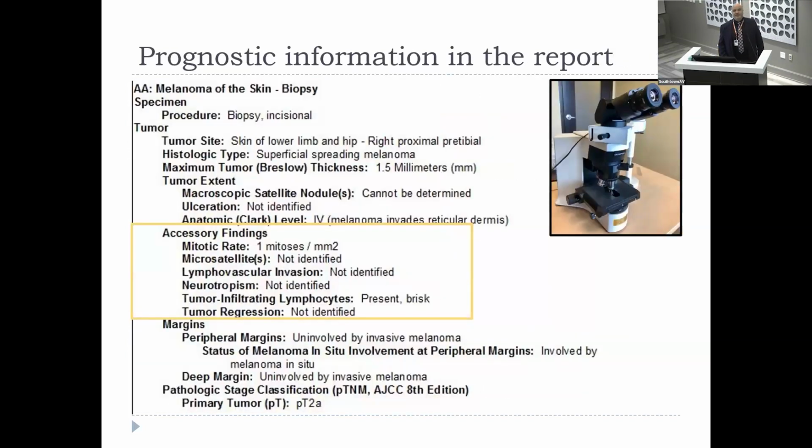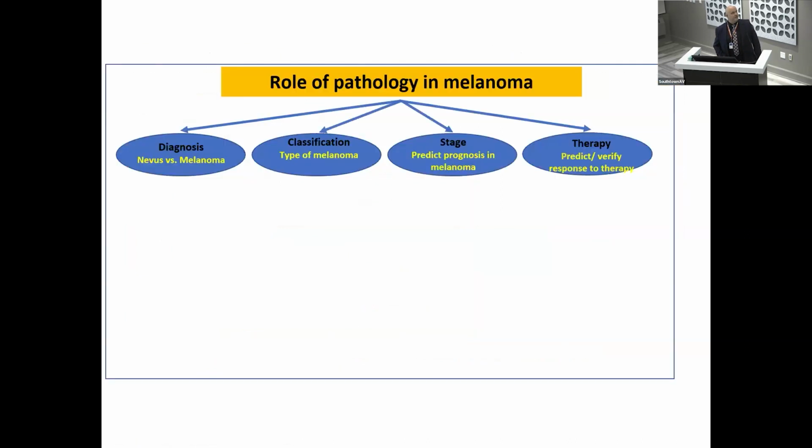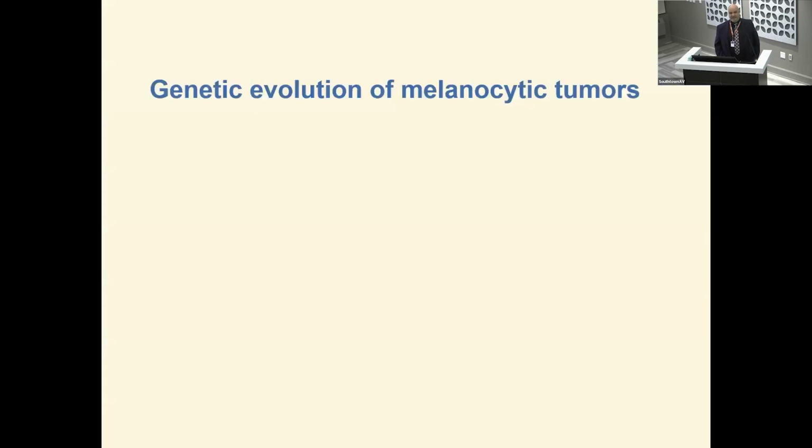There are other parameters that you provide. These are not used for staging, but they have some correlation with prognosis, such as the mitotic rate. Presence of microsatellites actually is used in staging, so I take that back. Lymphovascular invasion, neurotropism, and so on. So there are additional parameters that are put in a pathology report. And then the last role is to be a guide of therapy. It can either predict the therapy or verify the response to therapy.